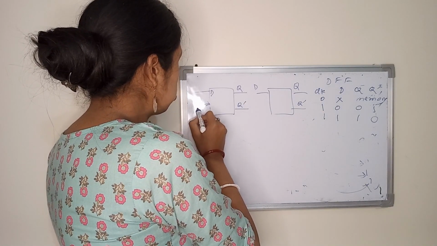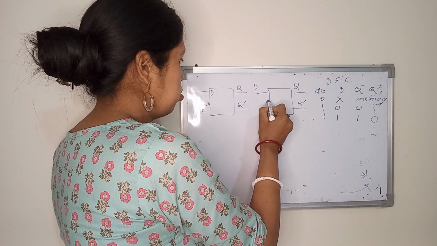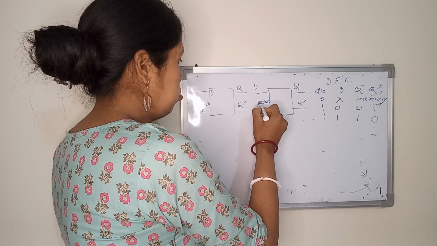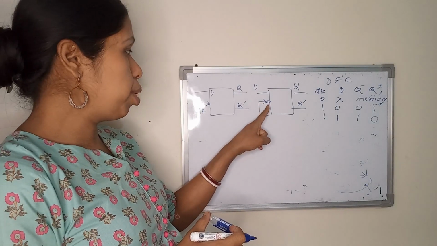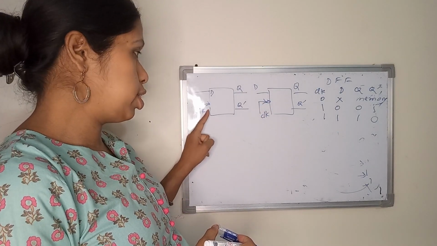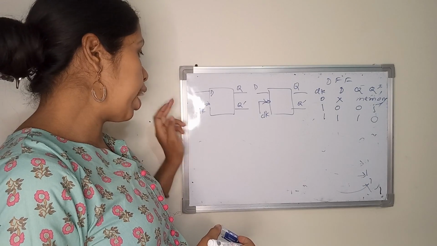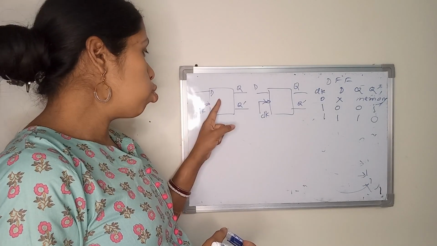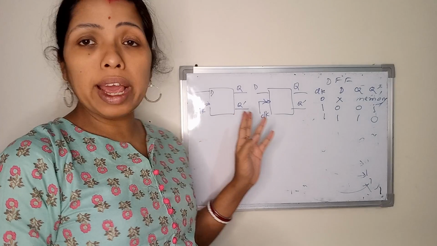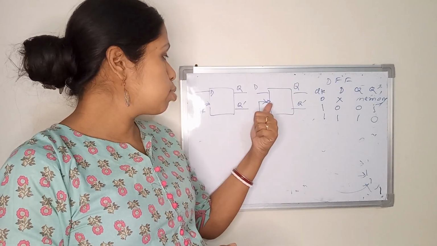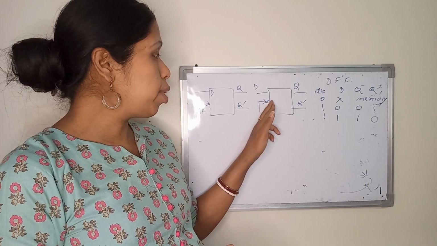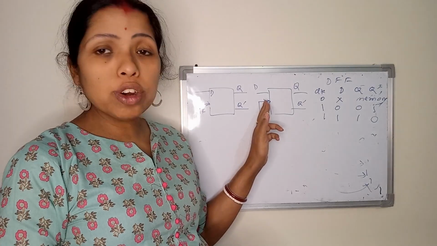Okay, so there are two kinds of clock you can give here. You can see I have a bubble on the clock in one, and no bubble here. That means when I give a direct clock connection, the D flip flop will be activated only when the clock signal is 1. In this case, the bubble means you are connecting the clock through one NOT gate.